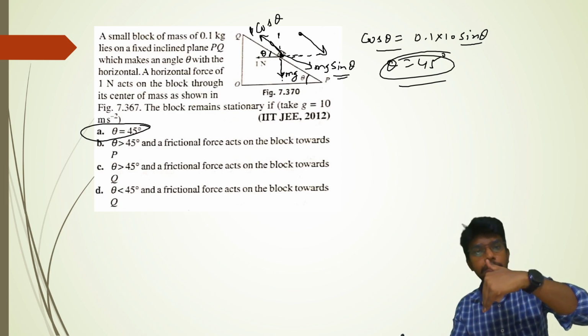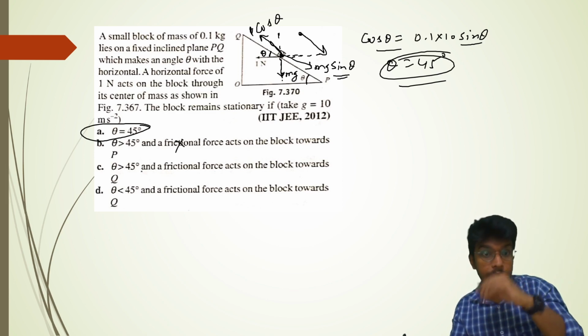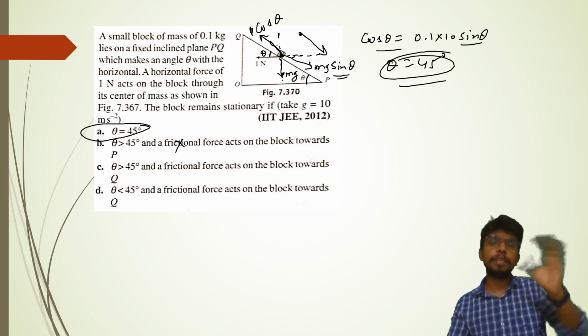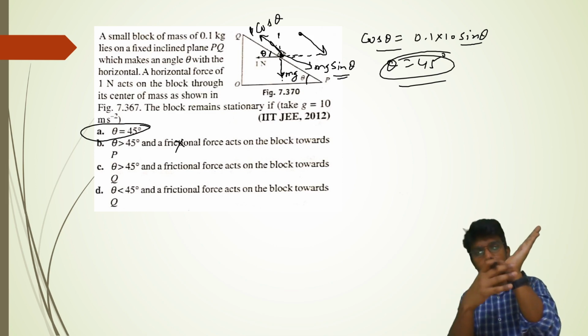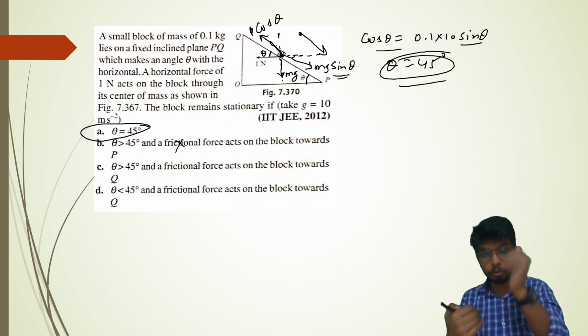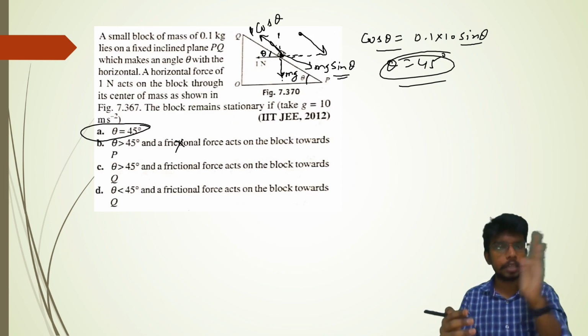So not this. It cannot happen. When theta is greater than 45 and a friction force acts on the block towards Q, this can be a case because theta is greater than 45, the body is tending to slide down, so we need another support in the opposite direction so that the body doesn't come down, because mg sine theta now will be more when theta is more than 45.